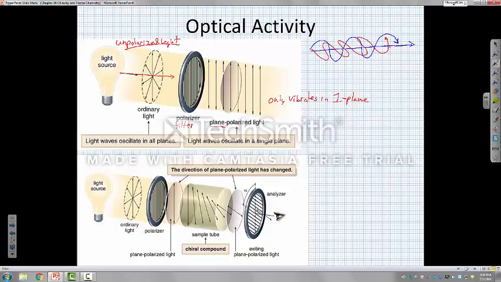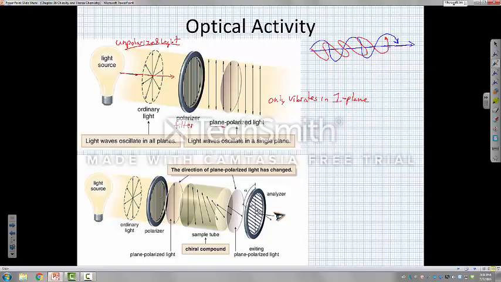Okay, so what's this got to do with stereochemistry and chirality and all this stuff? Well, if you take a chiral compound and you put it in a sample tube, say, or if it's a solid, you could dissolve it in water or something like that. If it's a liquid, you just put it in the sample tube and shine this polarized light through it. What will happen is it will rotate this plane of polarized light, and so there'll be another filter here.